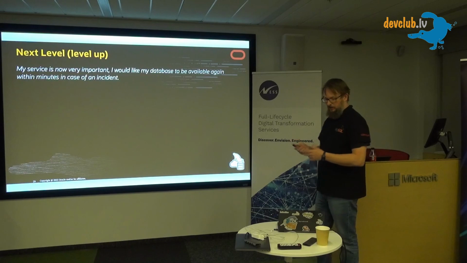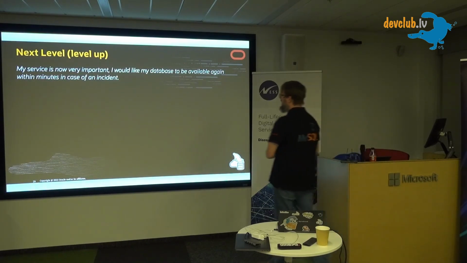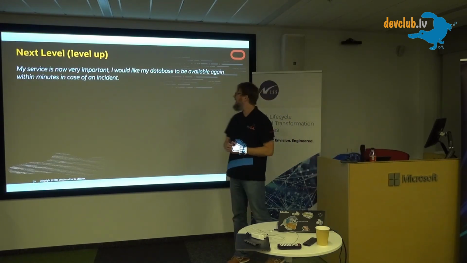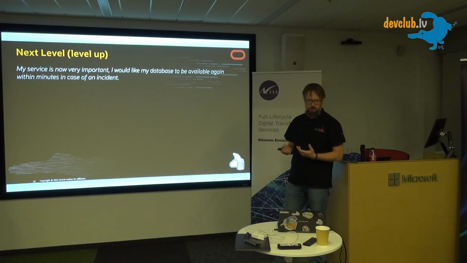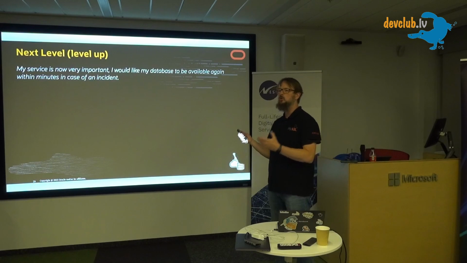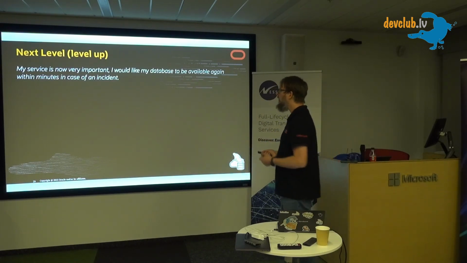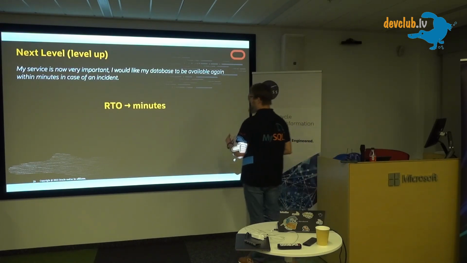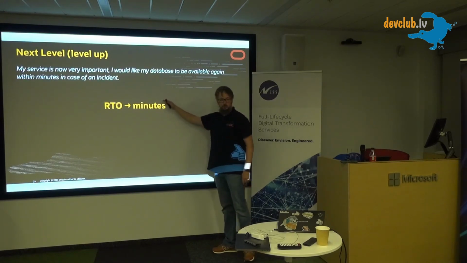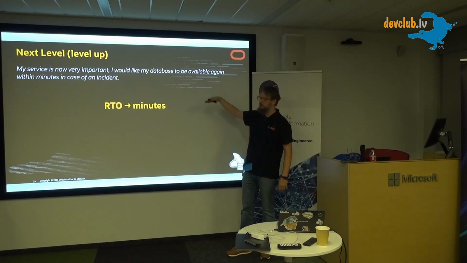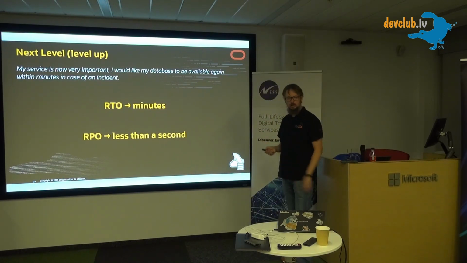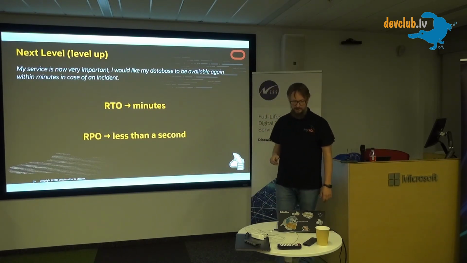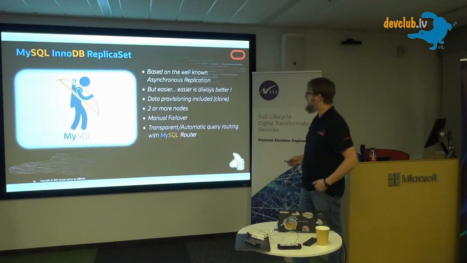Now, next level, my service is very, very important, and I would like my database to be available again within minutes in case of an incident. I don't want to wait hours to come back online, but just some minutes. So the RTO needs to be reduced from hours to minutes, and of course, for RPO, I just don't want to lose more data, so we remain at less than 1 second.